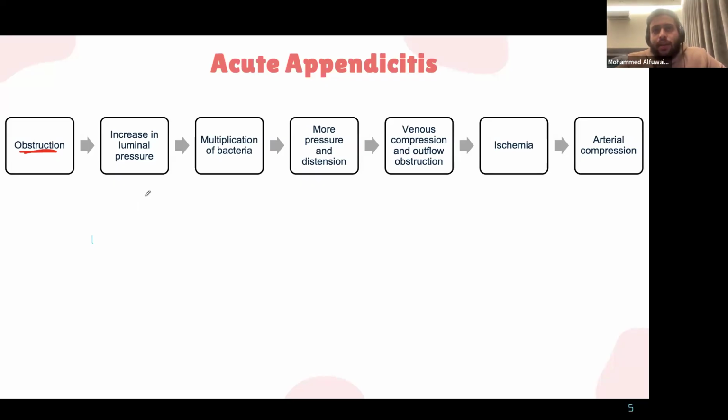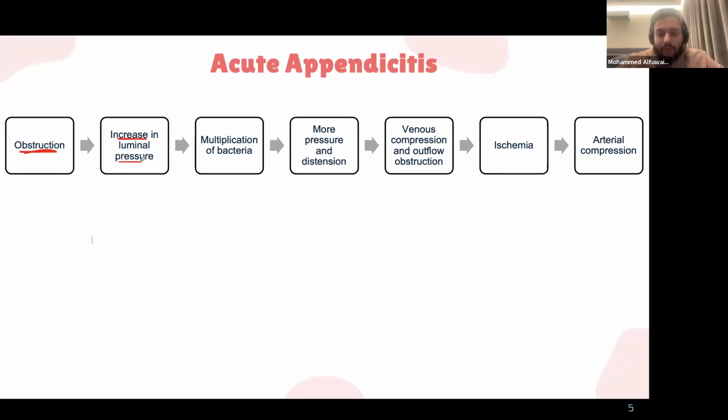The other thing, more commonly in children, is lymphoid hyperplasia. As we said, the appendix has lymphoid tissue. If the child had an infection, this hyperplasia will thicken and will cause the obstruction, okay? What will this obstruction cause? Increase in intraluminal pressure, which will cause a stasis of fluids, and a stasis of fluid is always going to allow bacteria to grow.